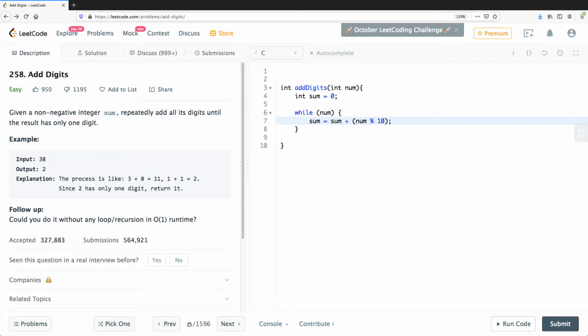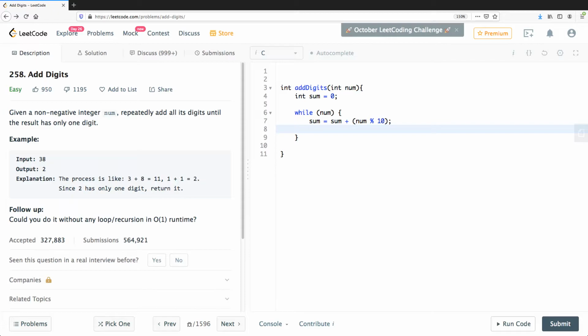So for example, 38, num mod 10 would be what? 8, because it divides by 10 and the remainder would be 8. So you get 8 here. So sum at this point will be 8, actually, 0 plus 8, because it was 0 here. Now what do we do now?